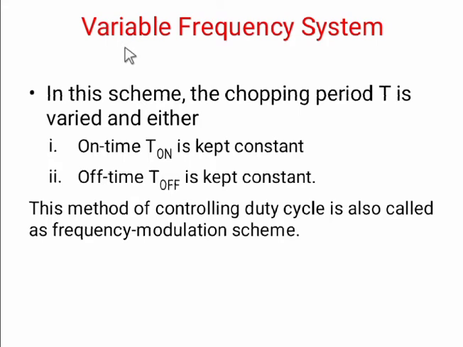Variable frequency systems overcome the drawback of the constant frequency systems. In these schemes, the chopping period T is varied, either by keeping the T on time constant or by keeping the T off time constant. This method of controlling the duty cycle is also called the frequency modulation scheme.